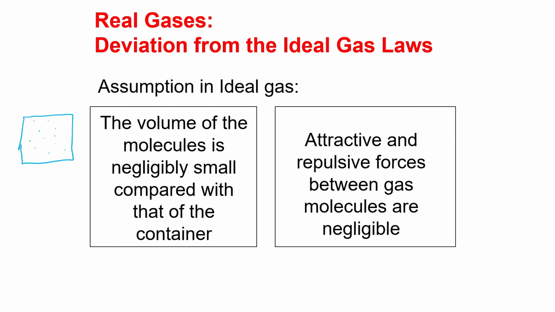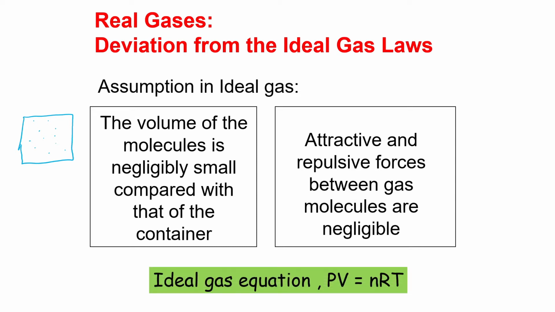For attractive force and repulsive force between the gas molecules, they are negligible. So disebabkan dia terlalu kecil, kita boleh anggapkan attractive and repulsive forces between these gas molecules are negligible. Jadi ada dua, this is the first assumption yang kita buat untuk ideal gas, di mana ideal gas equation dia adalah PV is equal to nRT.